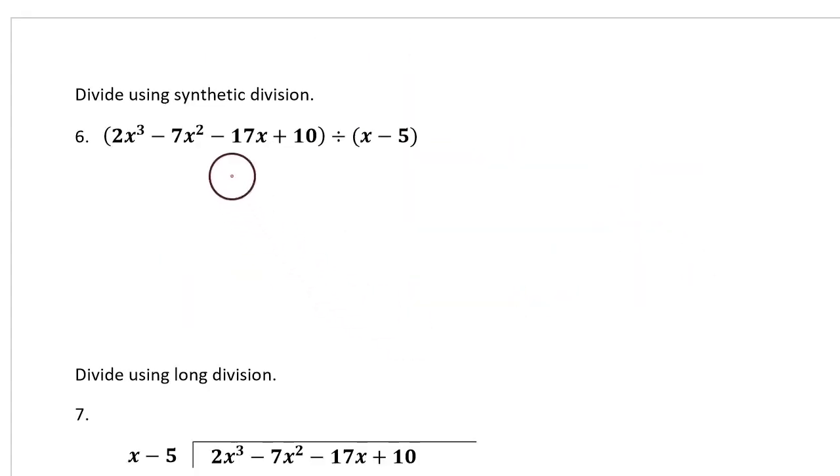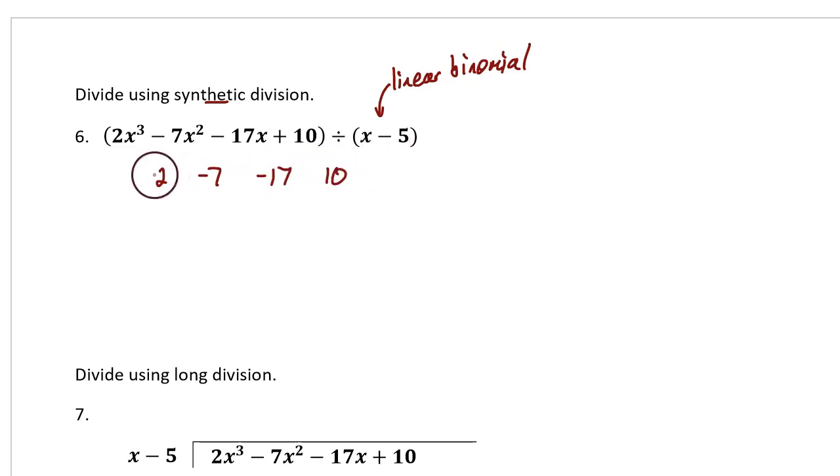Number 6, we want to do a division of polynomials and use synthetic division, which you can use as long as you're dividing by a linear binomial. It has to be a linear binomial that you're dividing by, or you can't use synthetic division. You'll have to use long division. So write down the coefficients. 2 from the x cubed, then negative 7, then negative 17, and then 10.